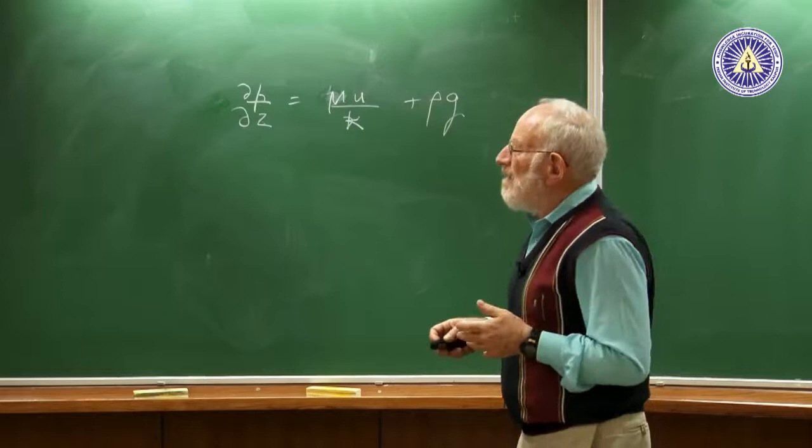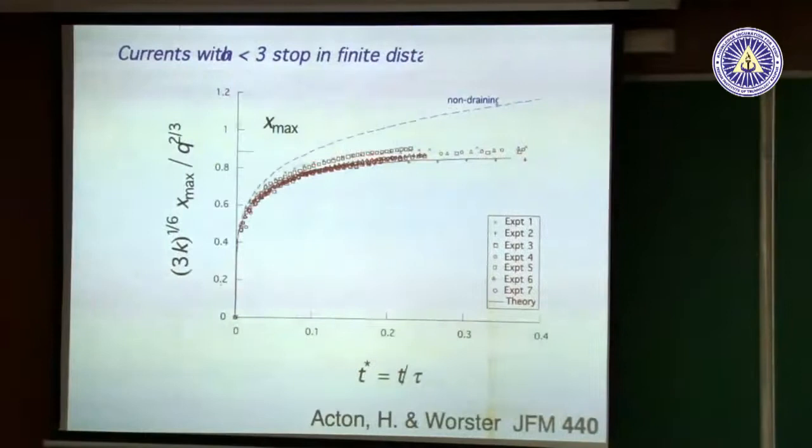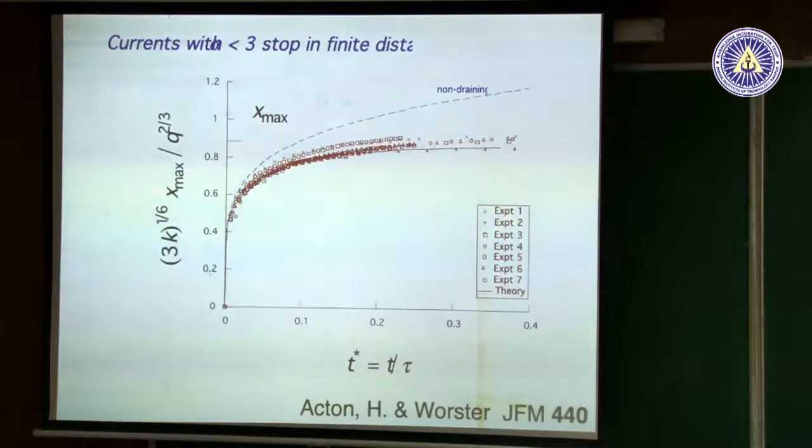So you need numerical solution of the equations, and here are the numerical solutions suitably non-dimensionalized for the maximum distance that has gone out, how it changes with time. Max is a bad word there, it should have been the nose, as it goes out with time. Here are a whole series of experiments, here's the theory, and if it was not draining, in other words it was just over a rigid surface, then it would look like that and continue up. So you see here what the difference is.